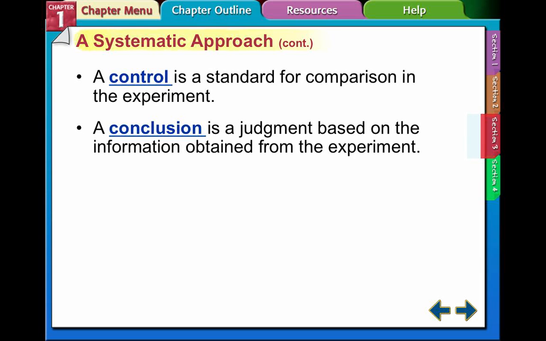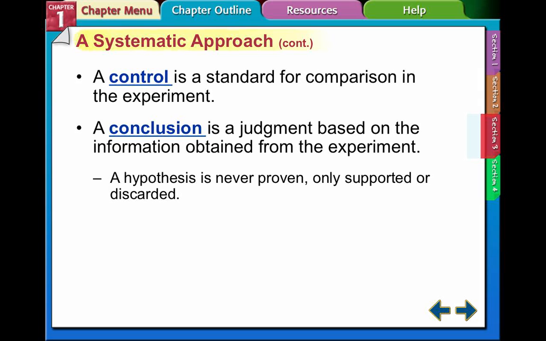Another variable you can have is the control, and we also talked about the constant, which isn't listed here. Control is a standard for comparison in our experiment. A constant, those are things that stay the same. Your conclusion is a judgment based on the information obtained from the experiment. So after you've collected your data and you analyze your data, you agree or disagree with your hypothesis based off of that data. And that is your conclusion.